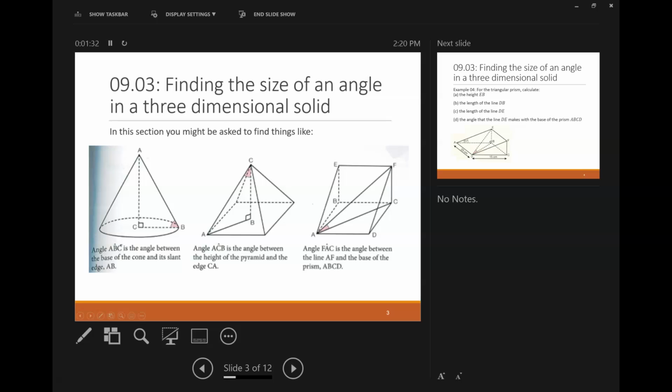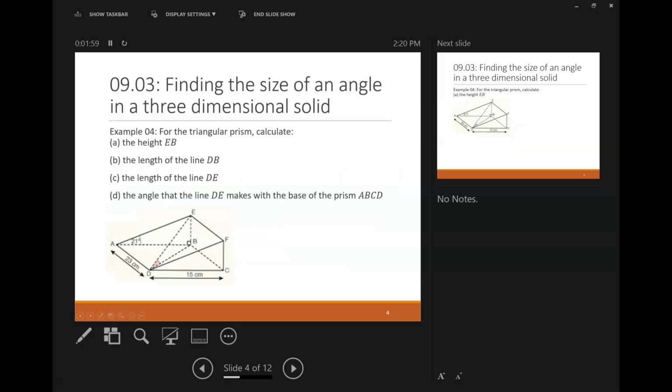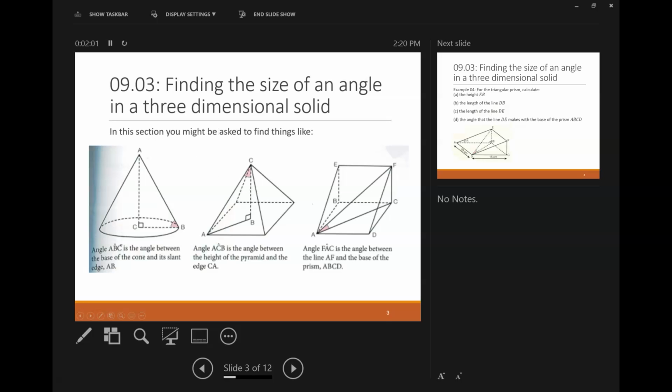Or we might want to be finding the angle between the internal segment AF and the face ABCD. This is the base here. That ABCD is not a base for that prism. I don't know why it says that. Just a face.